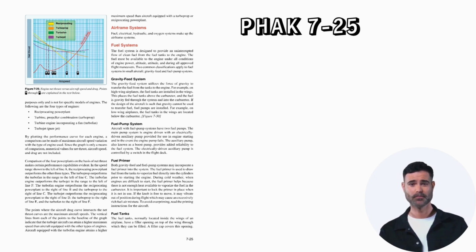Fuel primer. Both gravity feed and fuel pump systems may incorporate a fuel primer into the system. The fuel primer is used to draw fuel from the tanks to vaporize fuel directly into the cylinders prior to starting the engine. During cold weather, when engines are difficult to start, the fuel primer helps because there is not enough heat available to vaporize the fuel in the carburetor.